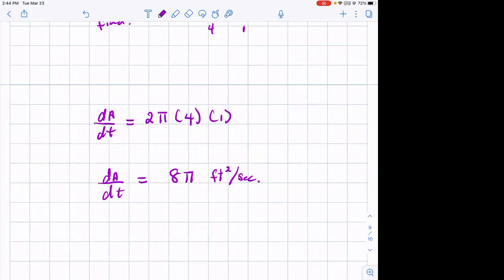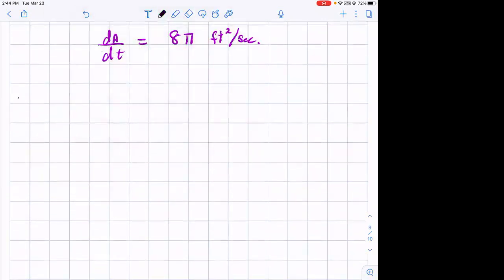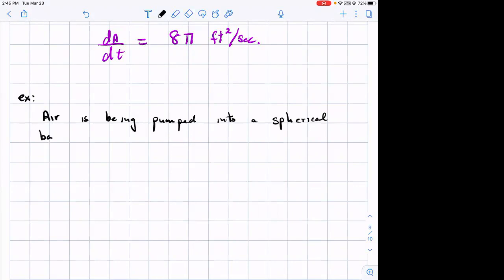Any questions? Questions? Nope. Okay, let's look at another example. Sometimes you'll have to rearrange the equations.